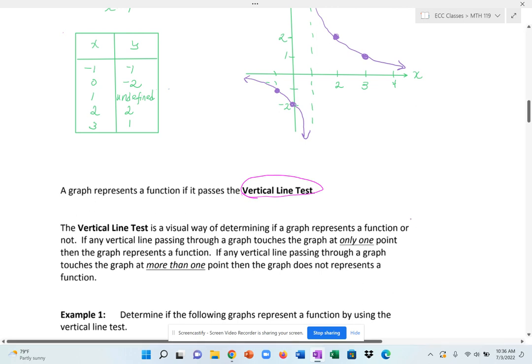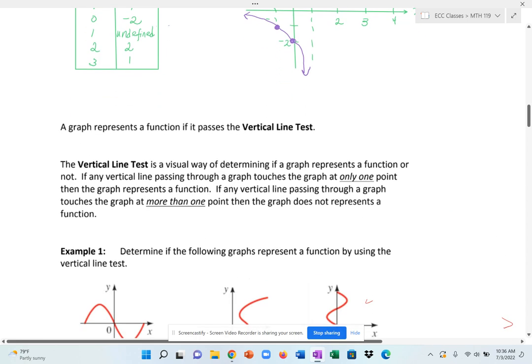So this goes back to an earlier lesson when I first defined functions for you. I said for every x, there's only one y. And so that would be it only touches the graph at one point. But if there is one x that goes to two different y's, then that means it would be crossing in more than one point, and that would not be a function. So this is just a visual way of representing the definition that was discussed in an earlier lesson.